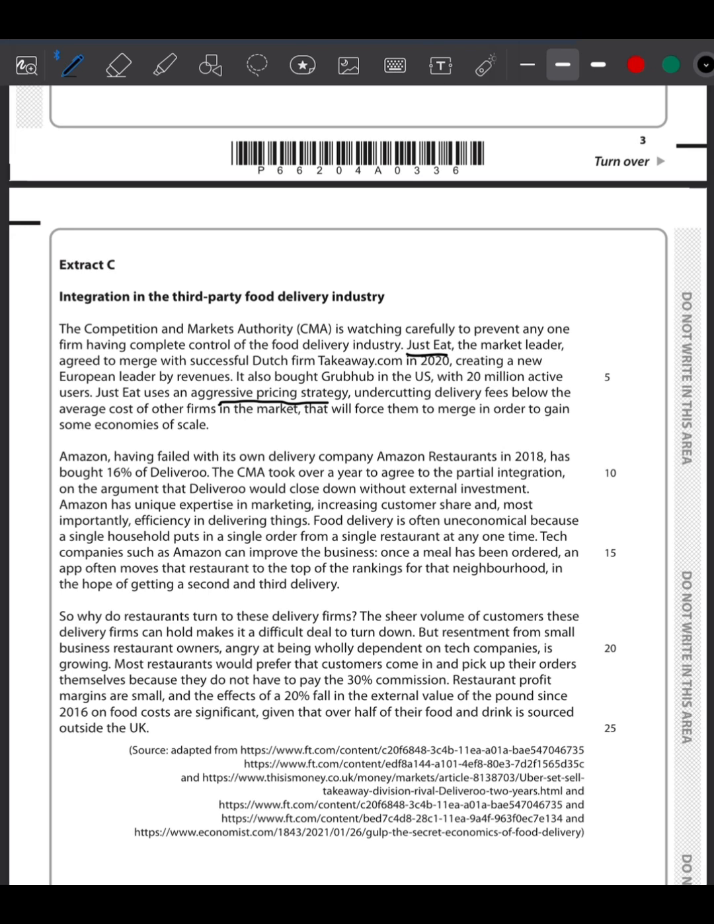So, aggressive pricing strategy, you could say that it causes prices higher for customers, or even prices lower for customers. Therefore, let's say undercutting delivery fees. That would actually be good for customers. So you could say one effect of integration is that it increases consumer surplus. So that would be your knowledge.